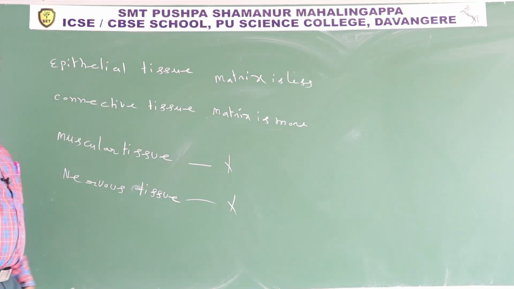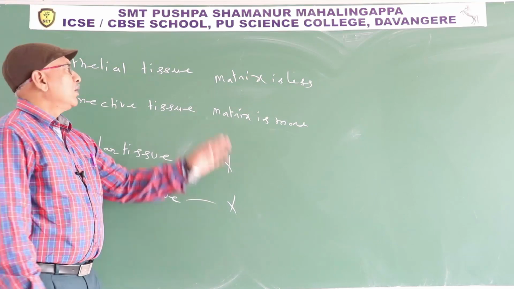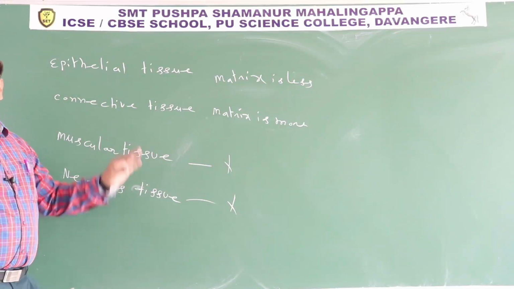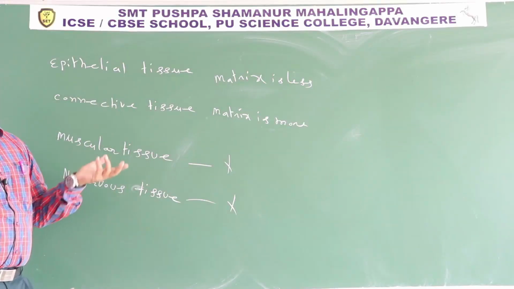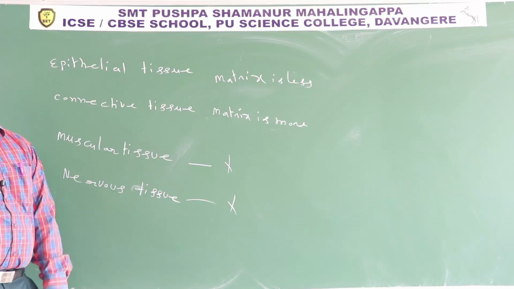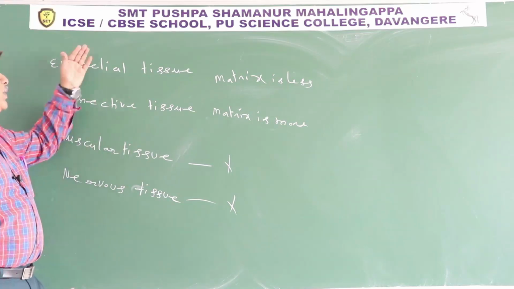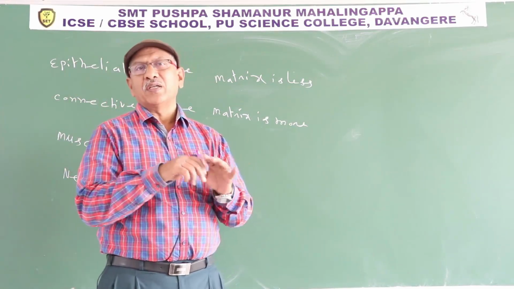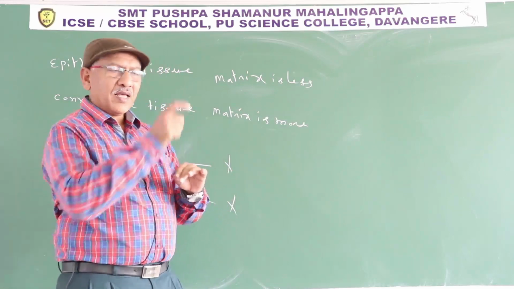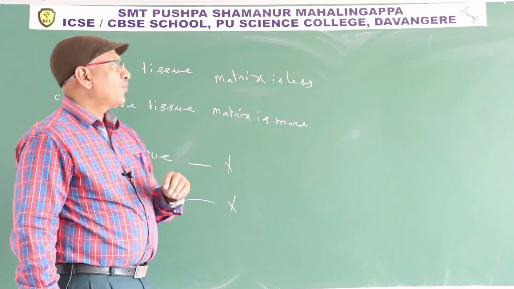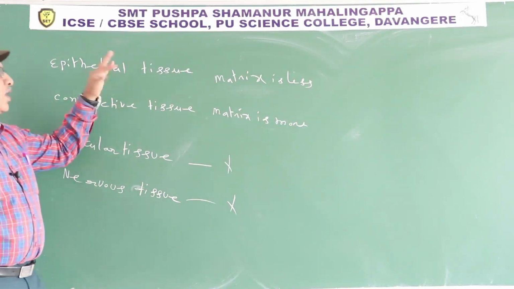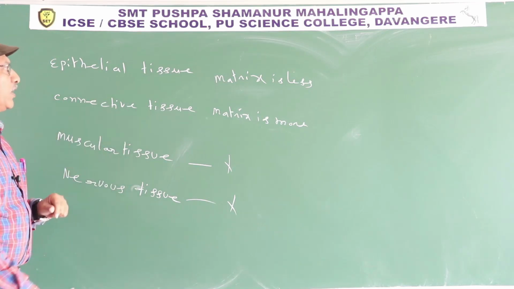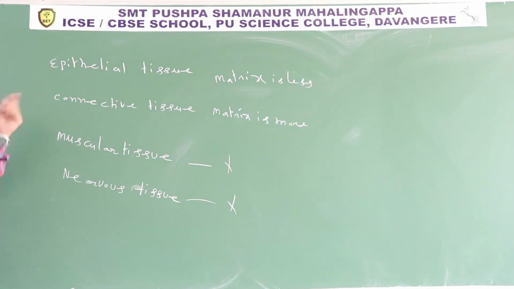Now we discuss different types of epithelial tissue. Frequently asked question in PU exam: describe epithelial tissue with the help of neat labeled diagram. Epithelial tissue, epi means upon. Where it is present? Epithelial tissue is present on the surface of the body, forms the lining of ducts, lining of cavities. All other tissues are present below the epithelial tissue only. Characters of epithelial tissue.